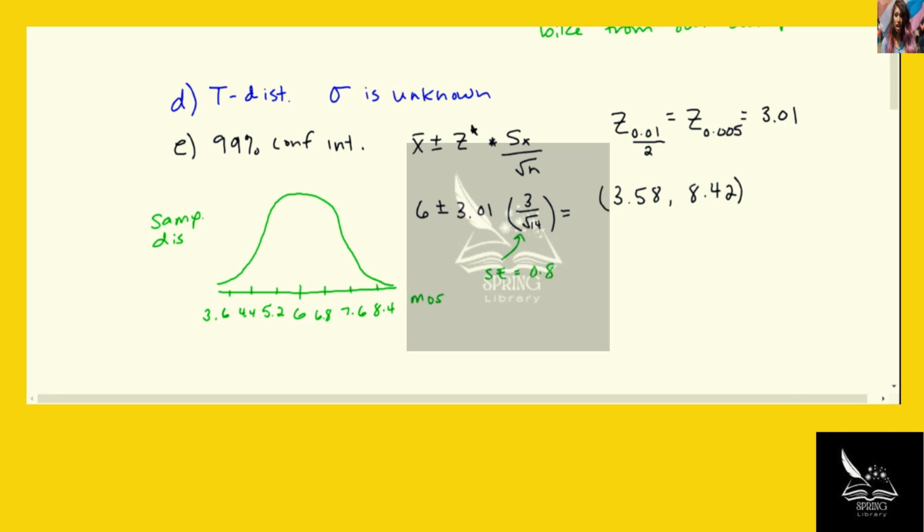And you can see that if we're going 3 standard deviations above and below, here's our confidence interval. 3.58, that's a little bit below, and 8.42 is a little bit above. So this right here is our 99% confidence interval. So what is then what it's called the error bound, also known as the margin of error. And the margin of error is this piece of the formula. So this 3.01 times the standard error.